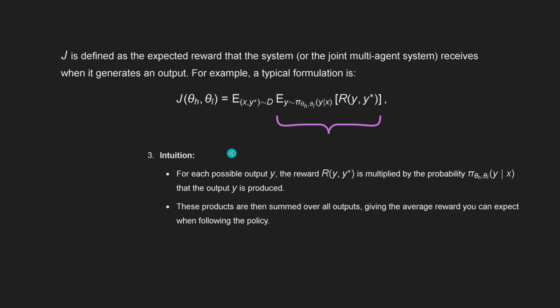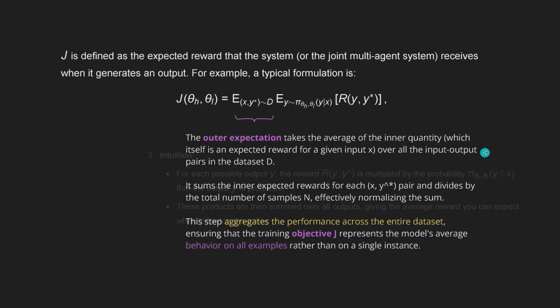Is there an intuition I can explain this to you? Well, I try. So for each possible output y, the reward given now of this particular output y in reference to the ground truth y star is now simply multiplied by the probability pi that the output is produced. And these products are then summed over all outputs, giving here the average reward you can expect when following this particular policy. Maybe this helps you to understand it.